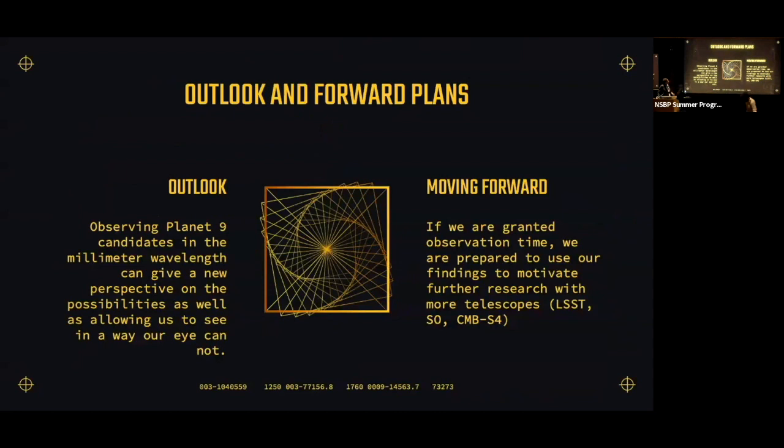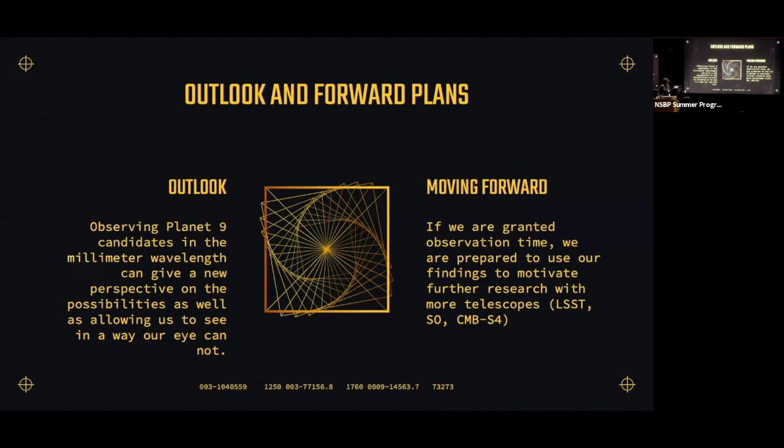So, outlooks and forward plans. The outlook is of course, if we're able to find another planet, that would be absolutely amazing. It's been almost 100 years since we've discovered a new planet in our solar system, and I definitely believe that there is one out there. If we are granted observation time at the Green Bank Telescope, it would be great motivation to continue to look. Any sort of evidence that we get, or even evidence that it isn't in a certain place, is great motivation to continue to look with even more sensitive telescopes.